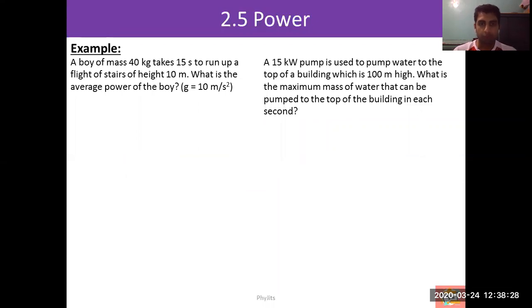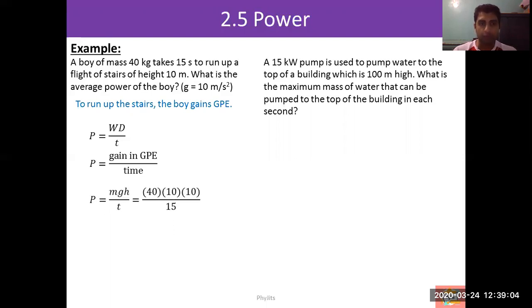A boy of mass 40 kilograms takes 15 seconds to run up a flight of stairs of height 10 meters. What is the average power of the boy? So here, if you notice, the boy runs up the stairs. So running up a certain height, he will gain the gravitational potential energy of the boy. So according to our formula, power is equal to work done over time. So here the work is being done to run up the stairs by 10 meters. So the boy gains GPE. So power will be gain in GPE divided by time.